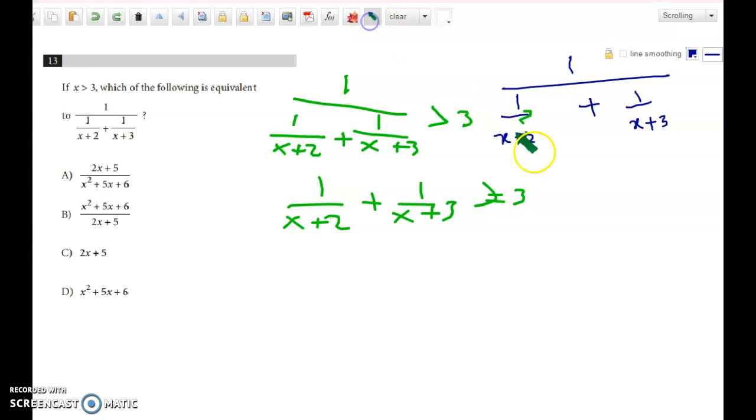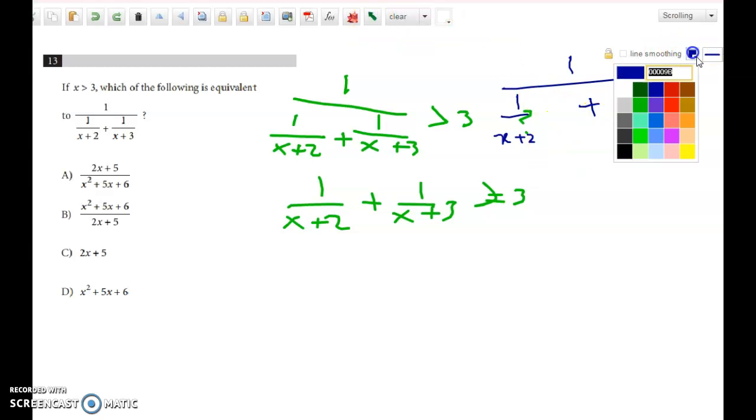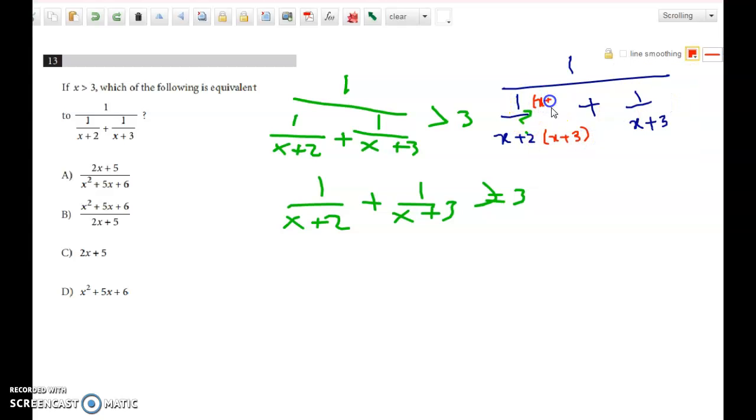Now, when I look at this question, I see x plus 2 at the bottom and x plus 3 at the bottom, and obviously these are not the same. So I need to get a common denominator for both. In order to get that, I am going to multiply by x plus 3 on top and bottom here, and this one with the x plus 2. So when I did that, I do have a common denominator at this time. Once I have this common denominator, I'm going to keep the common denominator and then combine the numerators.